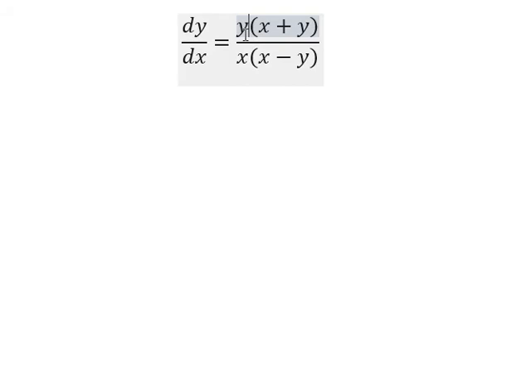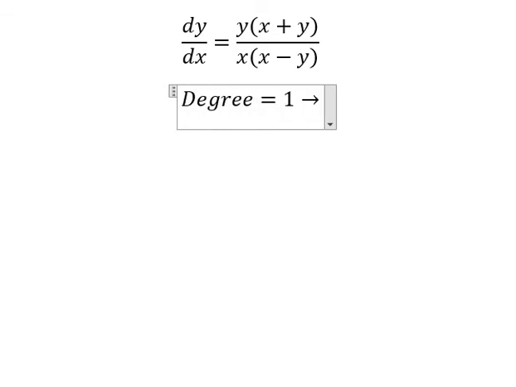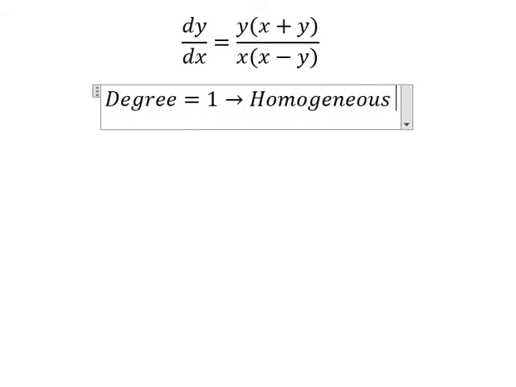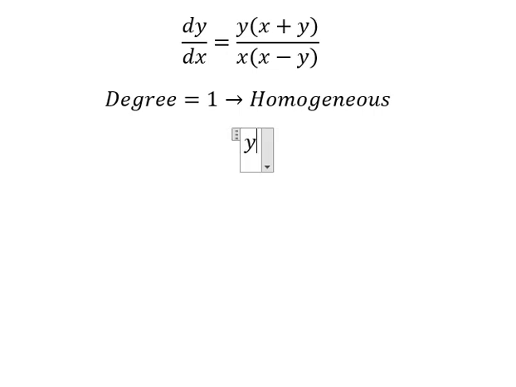We have y equals... So divide both sides, and that is about the red number 1. So this is about homogeneous. So I will put y equals vs.